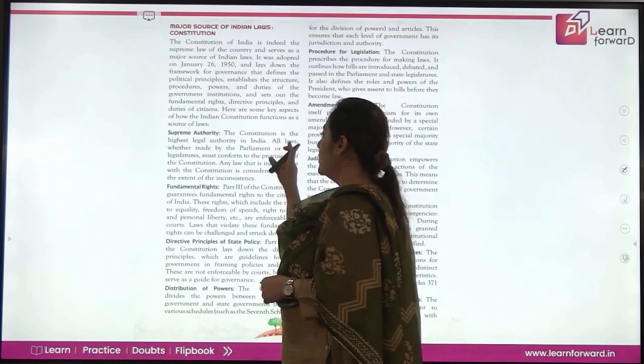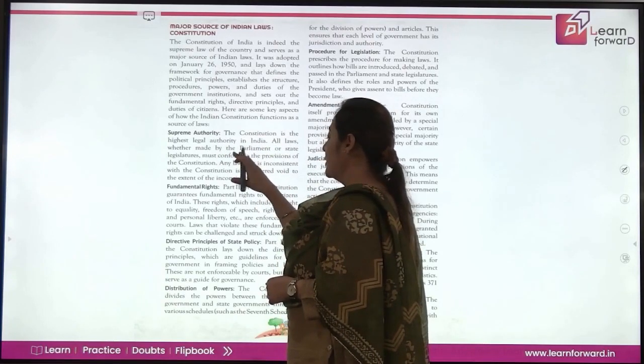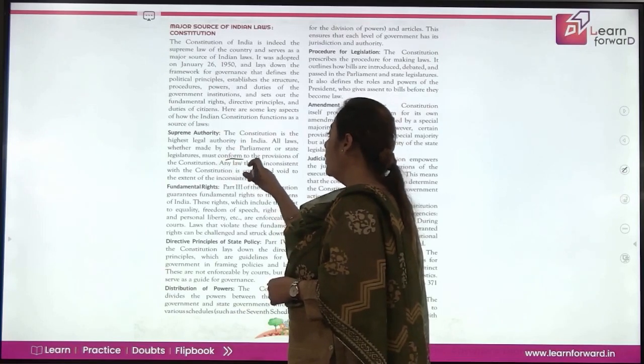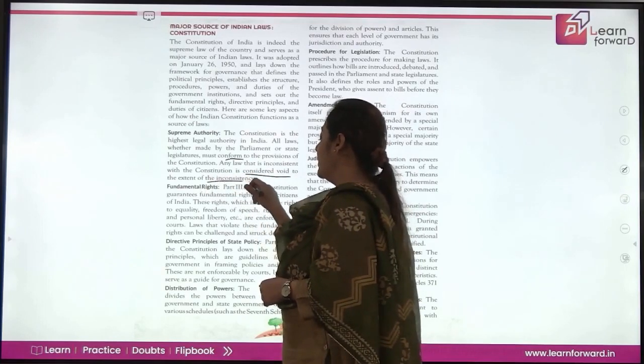Supreme authority. Constitution is the highest legal authority in India. All laws, whether made by parliament or state legislation, must follow the provisions of the constitution. Any law that is inconsistent with the constitution is considered void to the extent of inconsistency.